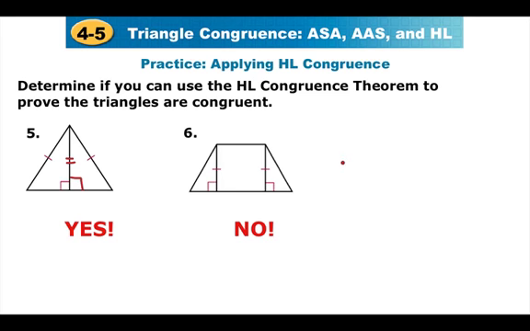7. HL. Notice that we have two right triangles. The hypotenuse is congruent. Both hypotenuses are congruent to each other, and then the reflexive property. So do you have a hypotenuse and a leg congruent? And the answer is yes. So 5 was a yes, 6 is a no, 7 is also a yes. And if you want me to clarify any of these 3, talk to me in class.